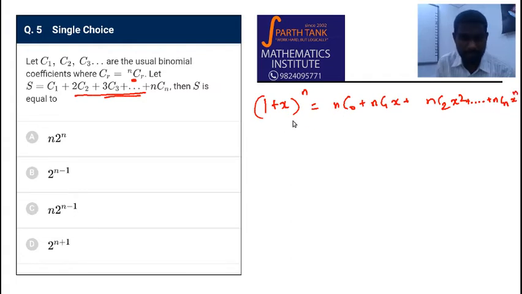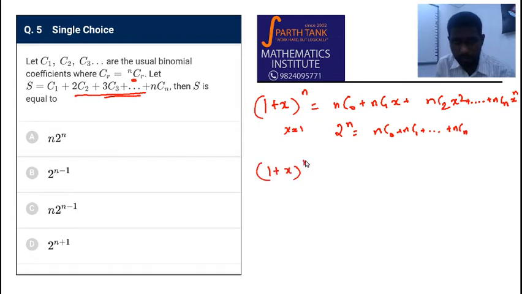Okay, in this, if you put x equal to 1, you get 2 raised to n equal to NC0 plus NC1 and so on. That is, the sum of all the binomial coefficients is equal to 2 raised to n. Now on the other hand, if we need C1 plus 2C2 and so on, here what is C1, C2? This is called C0 because they have said NCR is CR. So C0 plus C1x plus C2x squared and so on up to Cn x power n.